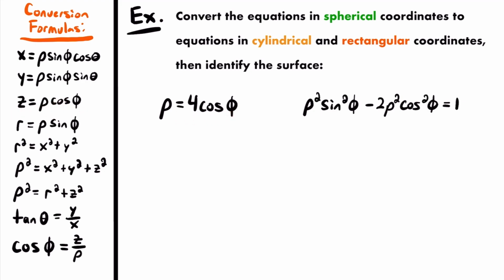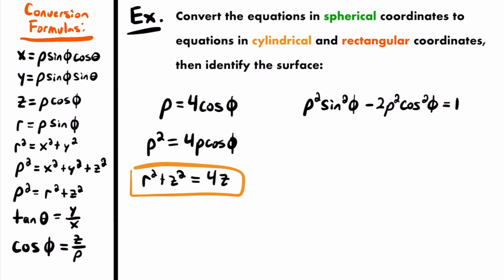So let's do that. If we multiply both sides by rho, we'll have rho squared equals 4 times rho times cosine of phi. And then to get in cylindrical, we can replace rho squared with r squared plus z squared and replace rho times cosine of phi with z. So we'll have r squared plus z squared equals 4 times z. And I would just keep it like that. That would be our answer for cylindrical coordinates.